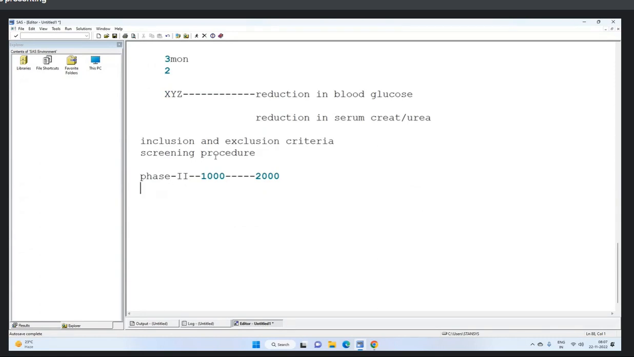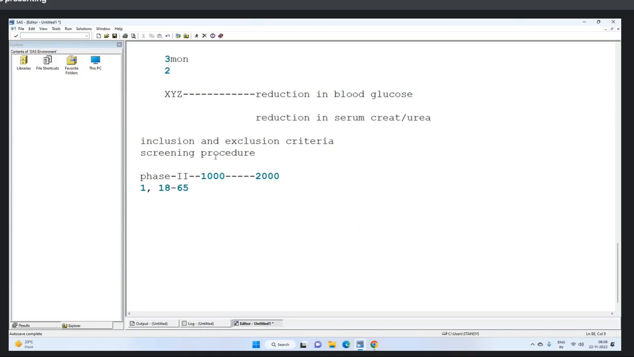Now, whenever the subject comes for the first time, in the protocol I'm going to write a few inclusion criteria rules. The first rule that I have written is that whoever wants to be involved in my clinical trial should have an age between 18 to 65. This is the first rule.